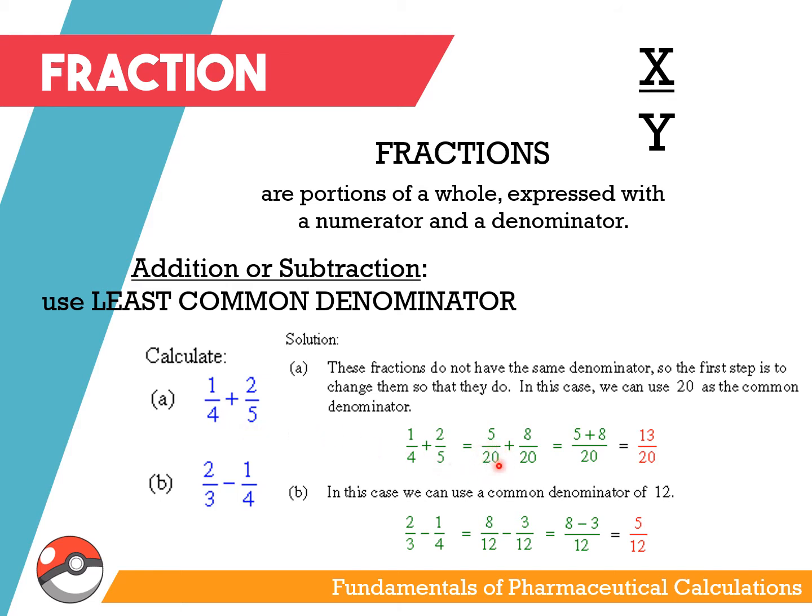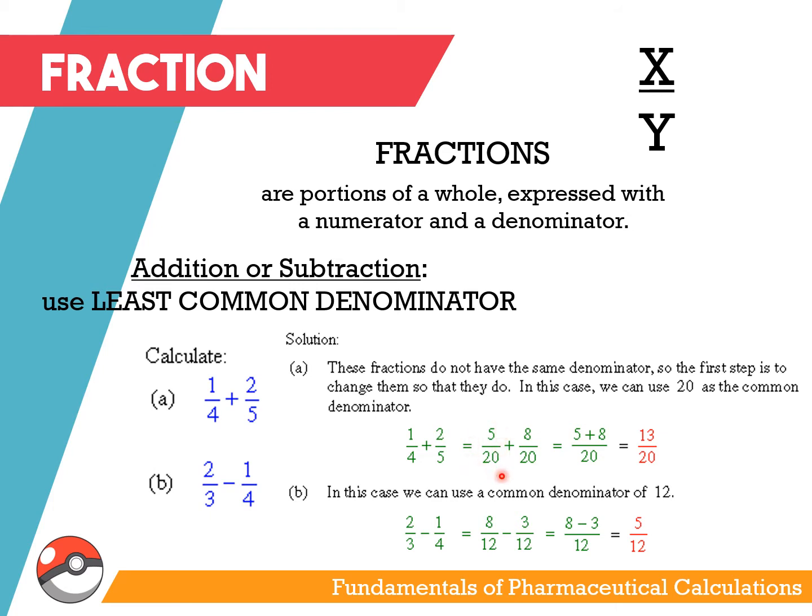So when you divide 20 by 4, you get 5. When you divide 20 by 5, you get 4. So in order to find the numerators for the new fractions, we should first divide the least common denominator with the denominator of the first addend. So we have 20 divided by 4, we have 5, and multiply it with the numerator, that is 1. So 20 divided by 4 is 5, times 1 is equal to 5. So that means that 1/4 is equal to 5 over 20.